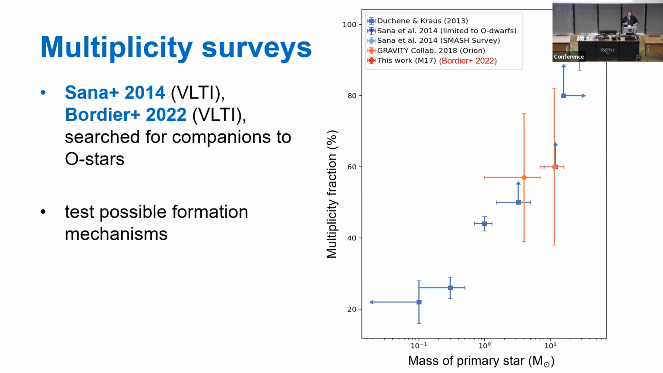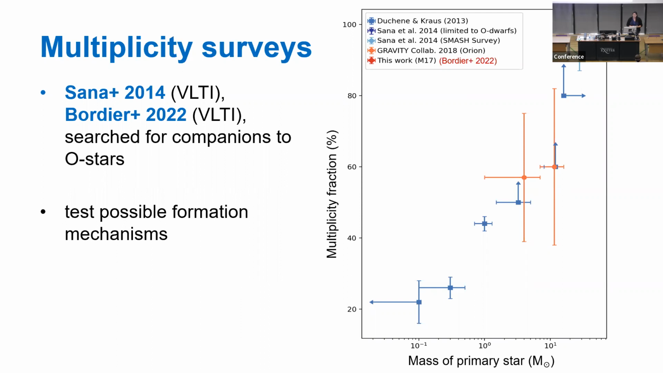Again, I know I talked about this yesterday, but it's a great plot, so we're going to look at it again. This is an example of looking at companions and multiplicity rates for very massive stars. So here we're filling in this very top part of this multiplicity fraction versus mass plot, and looking at it, I think interferometry was used in most, if not all, of the other data points on this plot, since again, it's great at tying together different spatial scales.